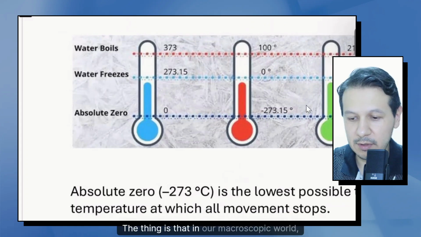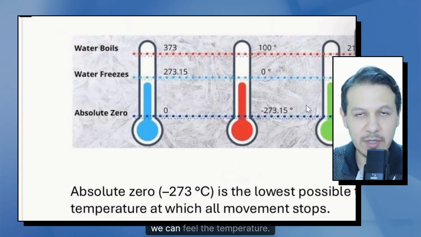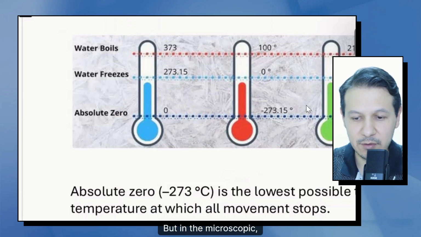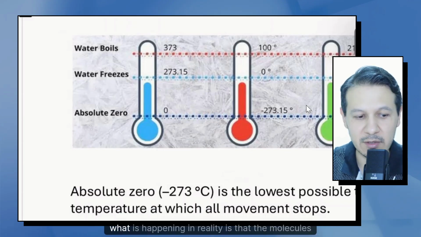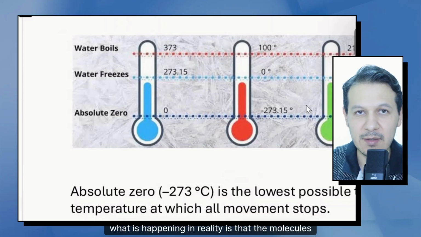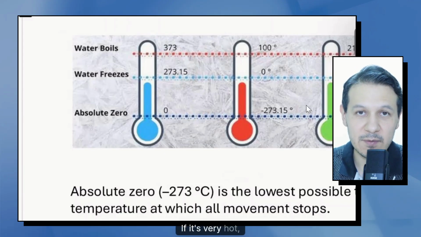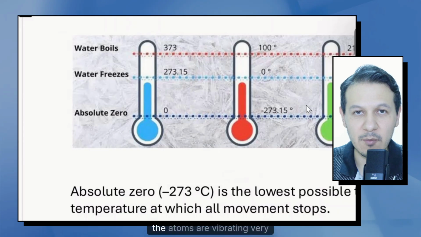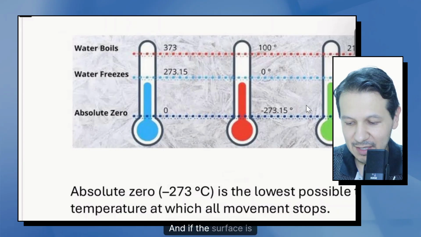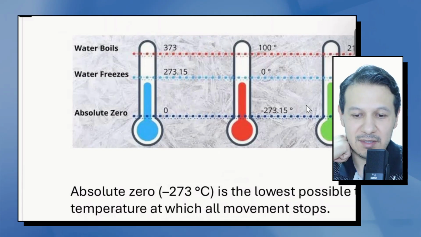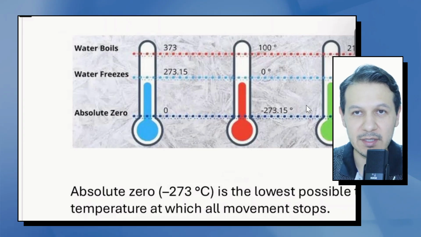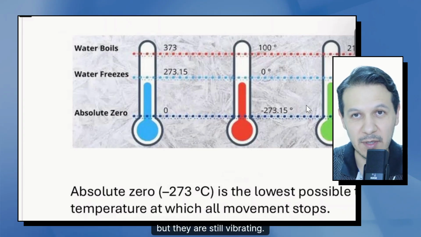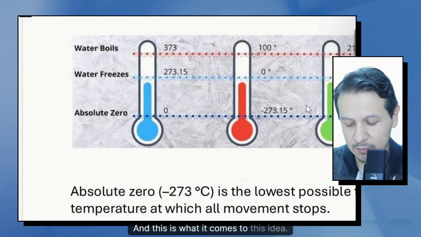The thing is that in our macroscopic world, we can feel the temperature, but in the microscopic world, when you touch a solid that is hot, what is happening in reality is that the molecules are vibrating. If it's very hot, it's because the atoms are vibrating very quickly. And if the surface is cold, it means that the atoms are not vibrating a lot, but they are still vibrating. And this is where this idea comes from.